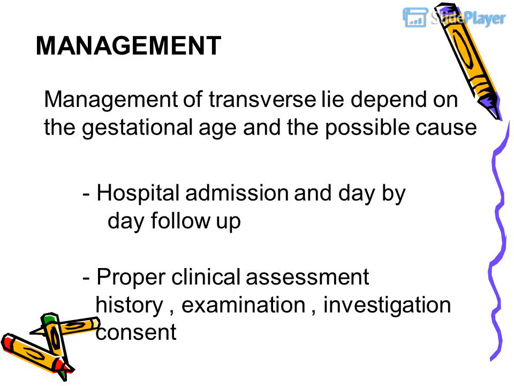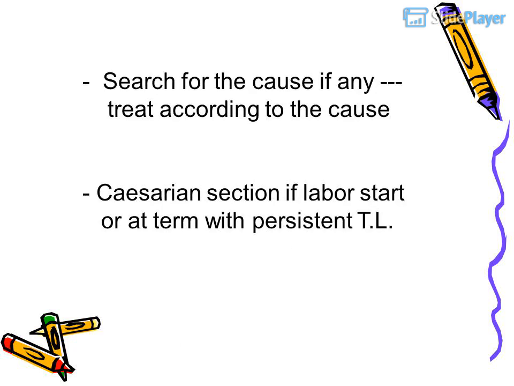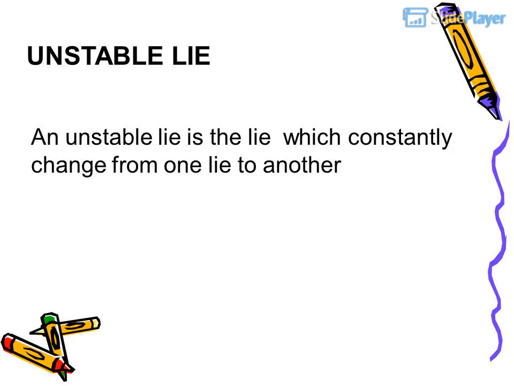Management of transverse lie depends on the gestational age and the possible cause. Hospital admission and day-by-day follow-up. Proper clinical assessment: history, examination, investigation. Consent, search for the cause if any, treat according to the cause. Caesarean section if labor starts, or at term with persistent TL or unstable lie.